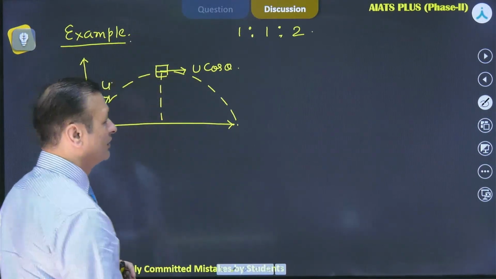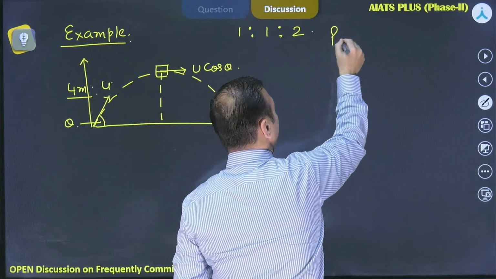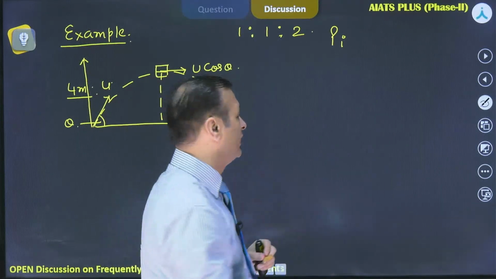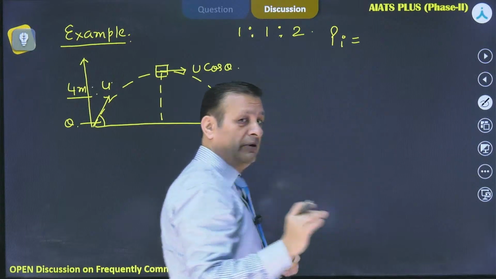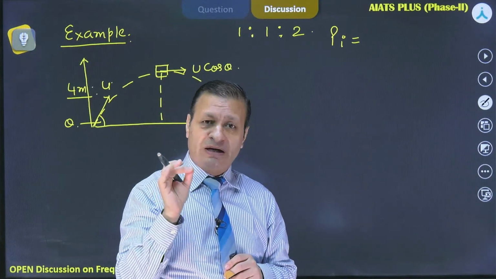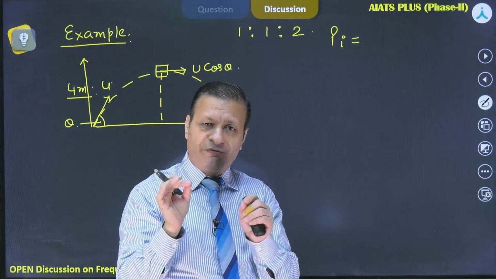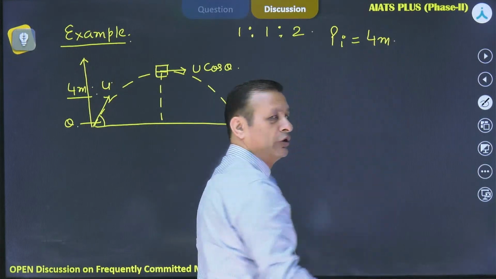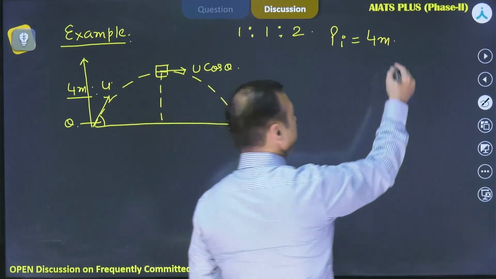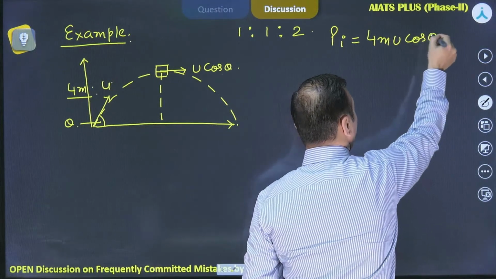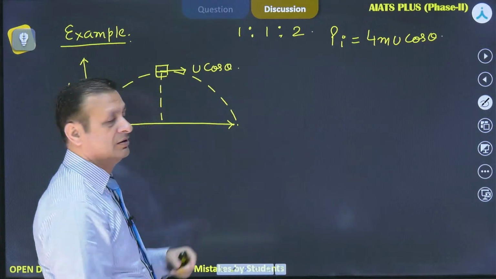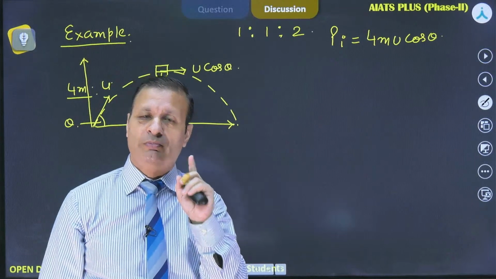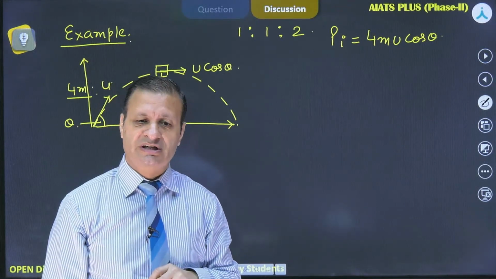So what is the initial momentum? I'm not saying anything else, I'm just asking for the initial momentum. Initial momentum is the momentum of the particle at its highest point before it splits. So the mass we have assumed as 4m, and the speed is u cos theta. It's the horizontal speed your projectile possesses at its highest point. So this is the initial momentum. This much is clear to everyone.